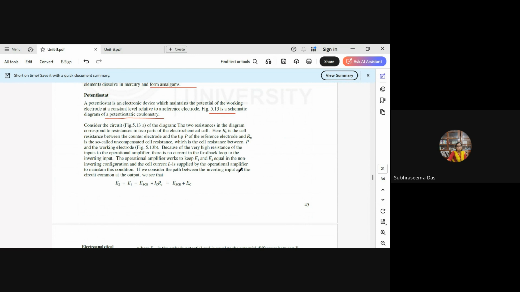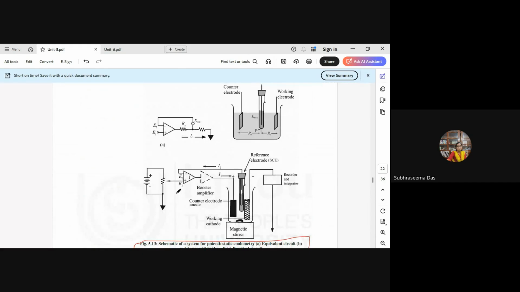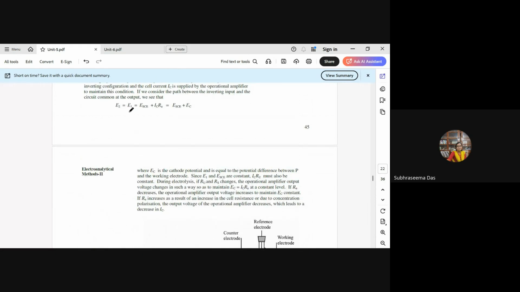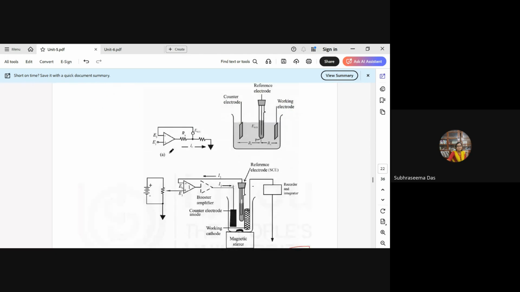If we consider the path between the inverting input and the circuit, we see that E2 in the cell can be given as E1 = ESC + IC RU + ESC + EC. Here EC represents the cathode potential. During the process of electrolysis, if the uncompensated cell resistance RU or RS changes, then the operational amplifier output also changes. If RU changes as a result of an increase in cell resistance or due to concentration polarization, the output voltage also decreases, which leads to a decrease in IC.